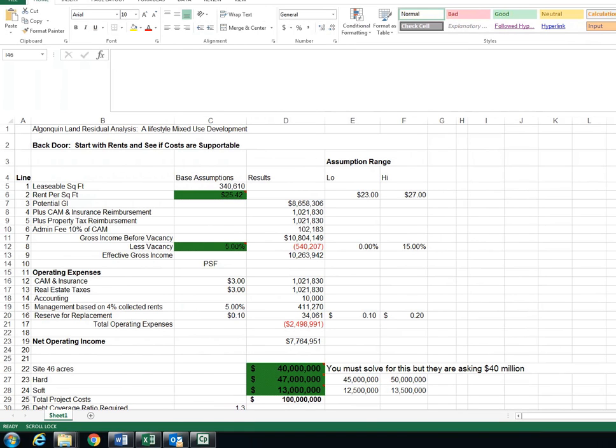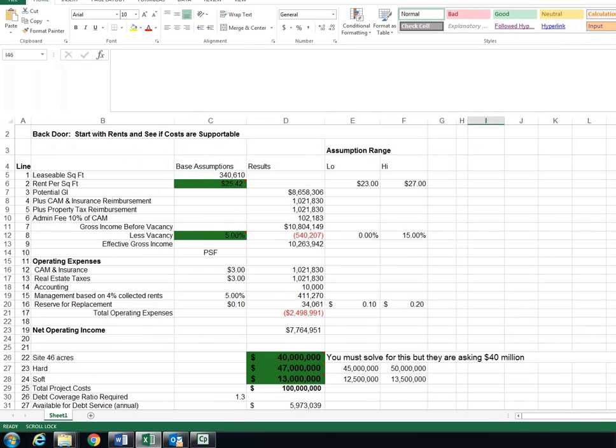Hi, my name is Norm Miller, and I am going to talk to you about a land residual analysis approach to valuation. We're going to look at this spreadsheet that is based upon Algonquin's land residual analysis of a retail development.